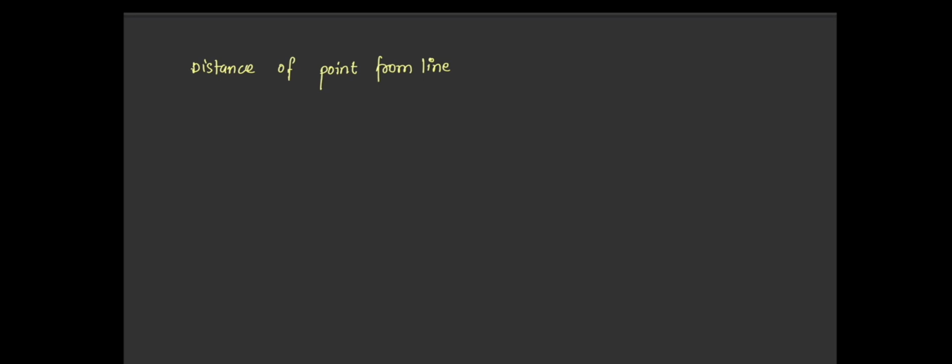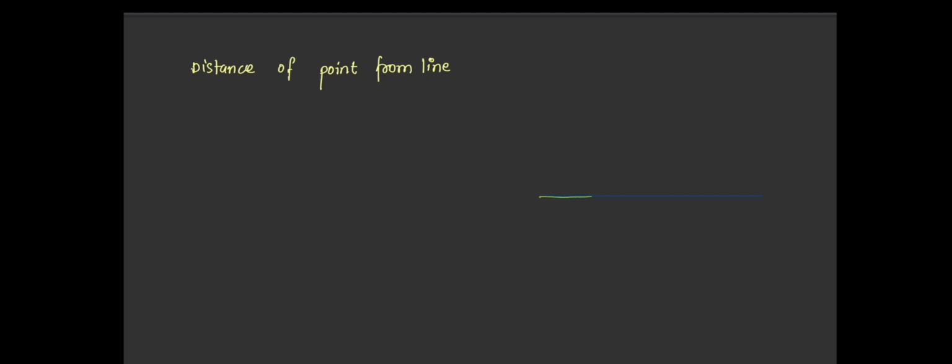Okay, so the theorem is to find the distance of a point from a line. Now this is a vector distance of a point from a line, and we will be calculating the distance using our vector notation. So what we have is a line.